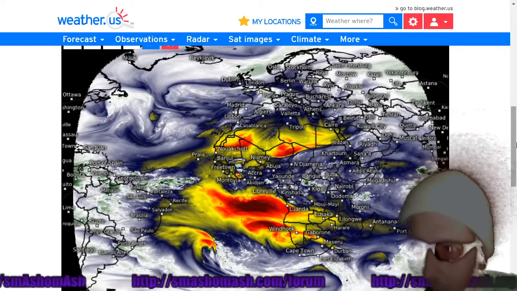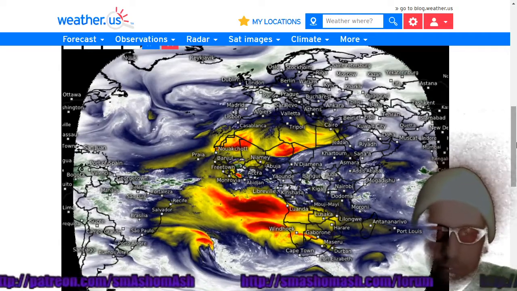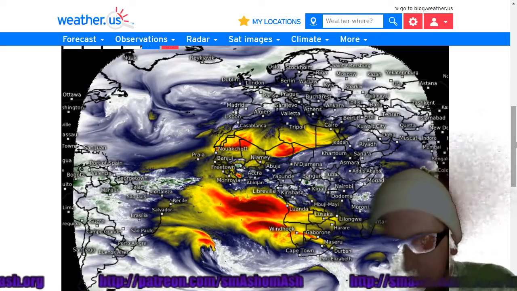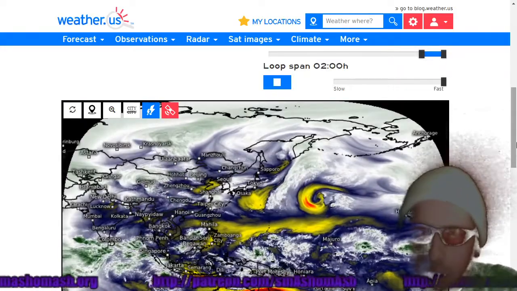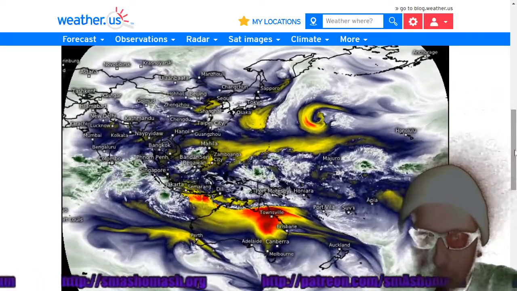No. Here are the water vapor maps for Europe and Africa. Here are the water vapor maps for the Far East and Oceania.